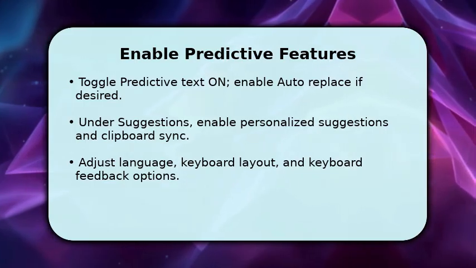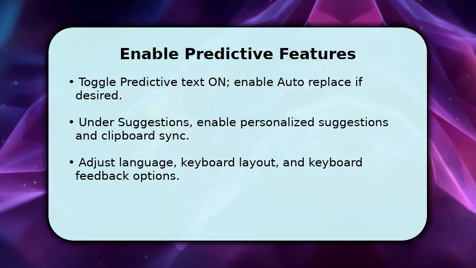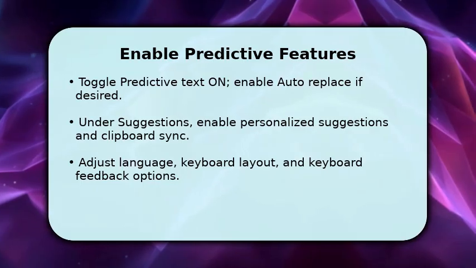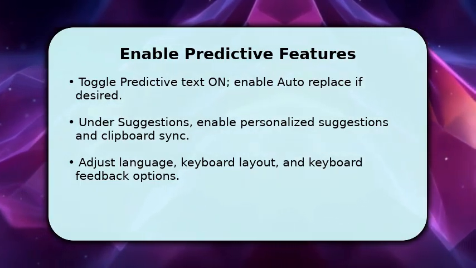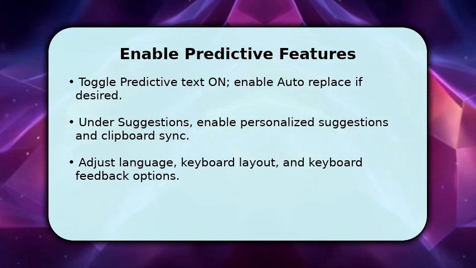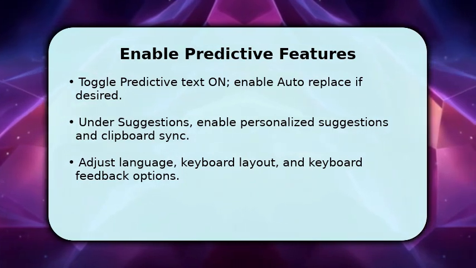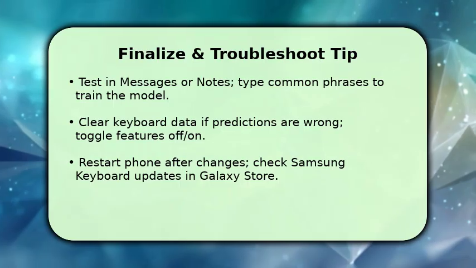Make sure the active languages match your typing. Adjust layout and feedback so predictions fit how you type. These settings refine accuracy and reduce distracting corrections. Finish by testing predictive text in a real app and consciously using suggestions so the keyboard learns your style.